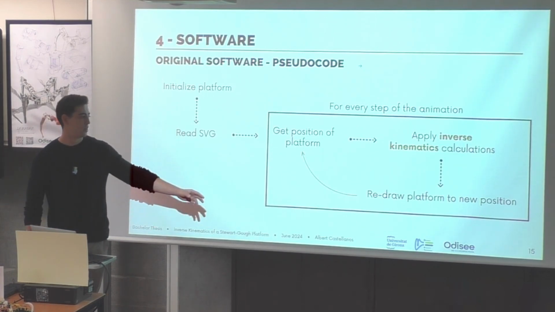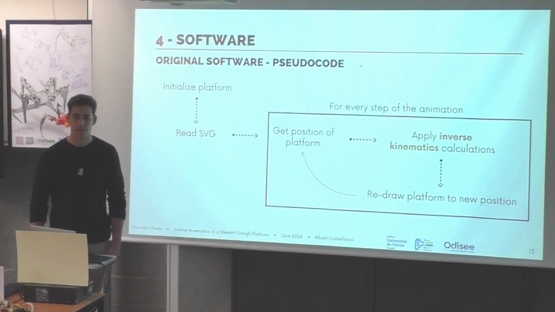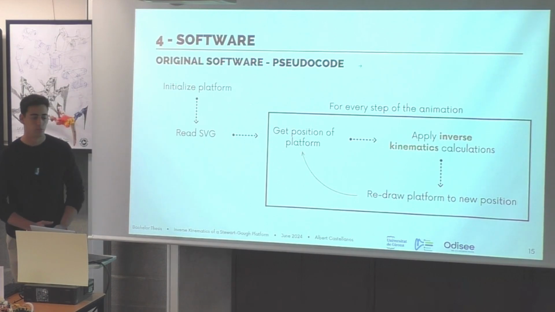With that, we can redraw the platform to the new position, and then this loop goes over and over again until the animation is over, getting the desired result that we want.